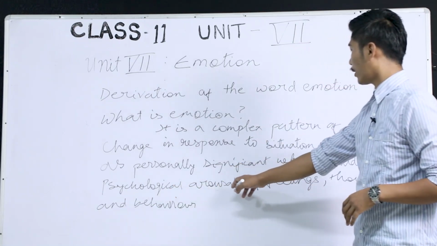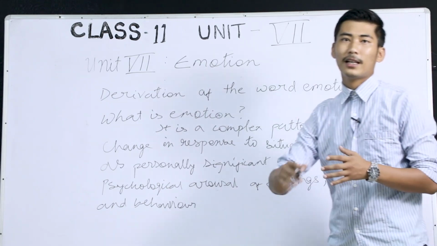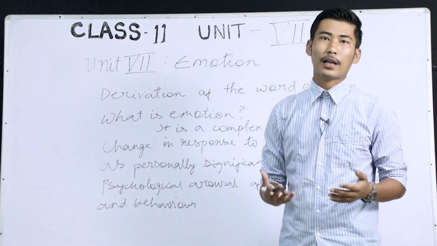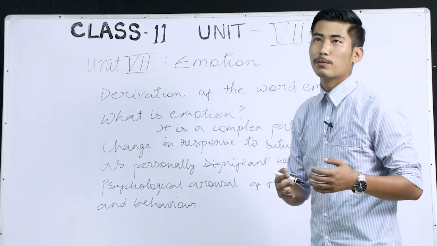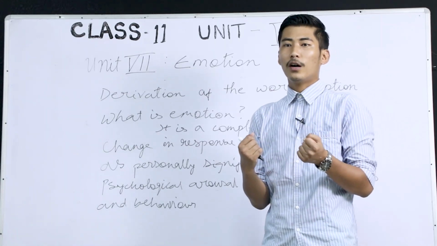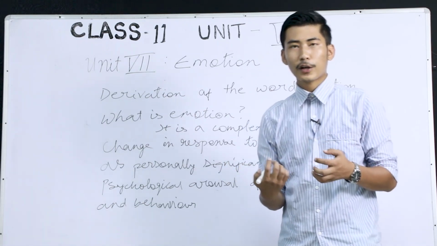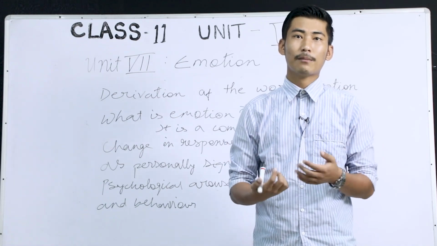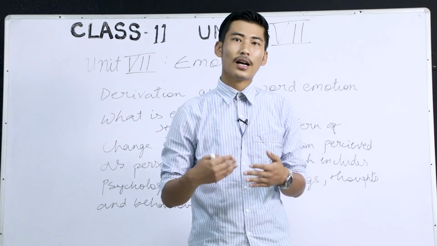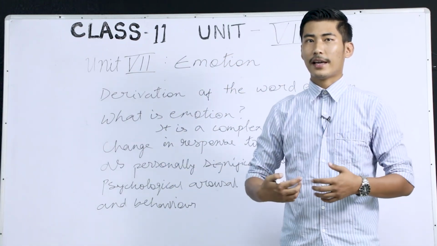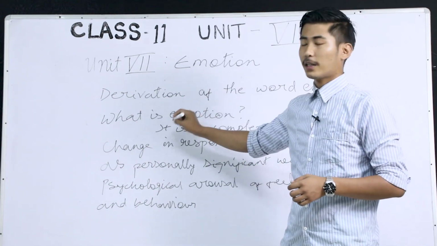So it can involve psychological arousal of feelings, that is sad, angry, or happy. Thoughts are basically like thinking, I did not like what he said, or I did not like what my parents told me to do. And behavior is basically the actions you exhibit. Whenever you get angry, sometimes in aggression people hit other people, and at the same time they also inflict wounds on themselves. They cut themselves. These are the kinds of aggression they exhibit when they get angry. So that comes under the perspective of emotion.